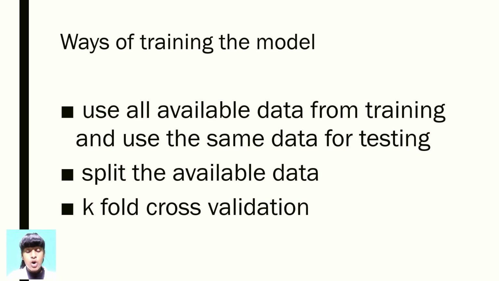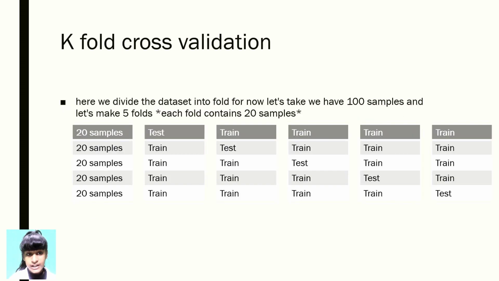In both ways of training the model, we have disadvantage, and that's why we have k-fold cross validation. Let's check out what is k-fold cross validation and how does it work. In k-fold cross validation, we're gonna divide the data set into folds. Let's take that we have 100 samples. Here we're gonna make 5 folds. Each fold contains 20 samples.